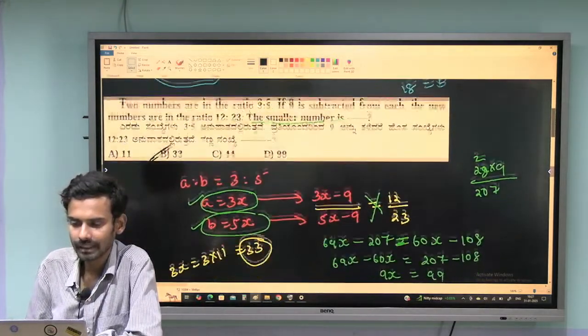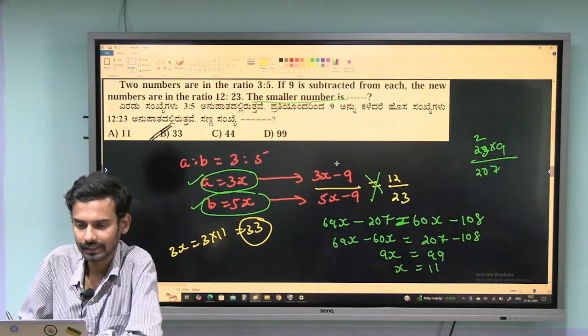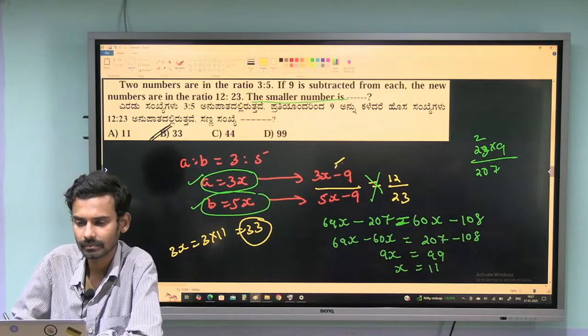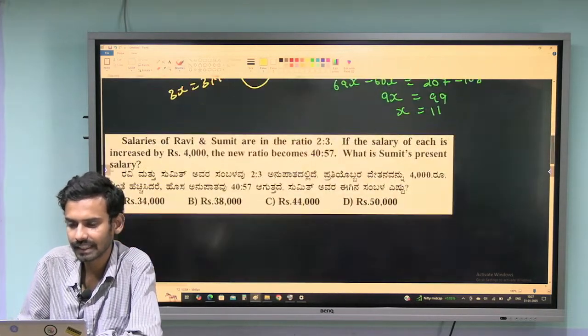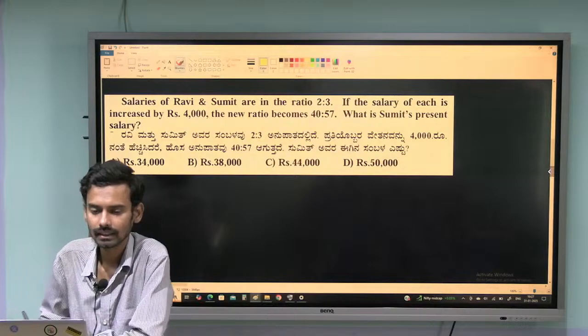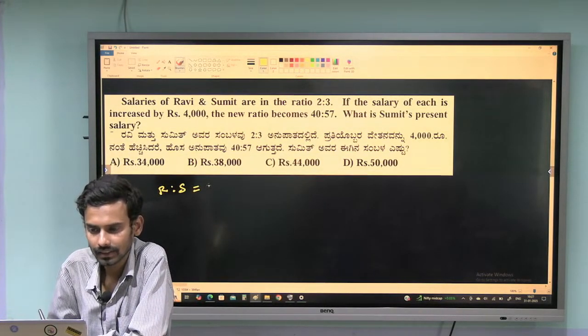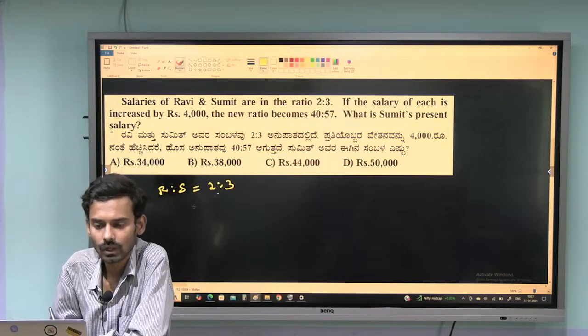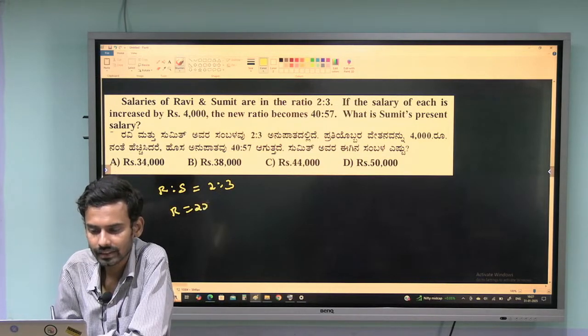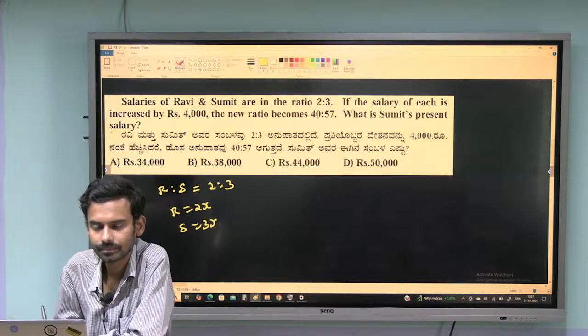So here what is happening? In the previous question the numbers are decreased by 9. So that is the case of decrease because I am subtracting. But in the next case, it is increased. So I need to add. Let me take Ravi is to Sumit's salary, R is to S as 2:3. So I can take R is equal to 2x and S is equal to 3x.